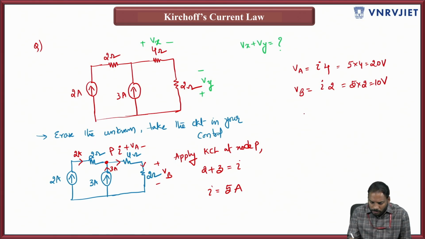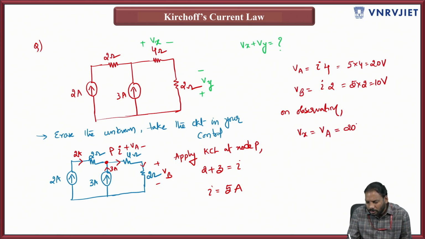Okay, now finally you need to check the value of Vx and Vy, right? Unfortunately Vx and VA are both in phase. On observation, I can easily write that the value of Vx is exactly equal to VA, which is equal to 20 volts. But coming to VB, in the question Vy is mentioned with the opposite polarity. So that means the value of Vy I can read as minus VB.